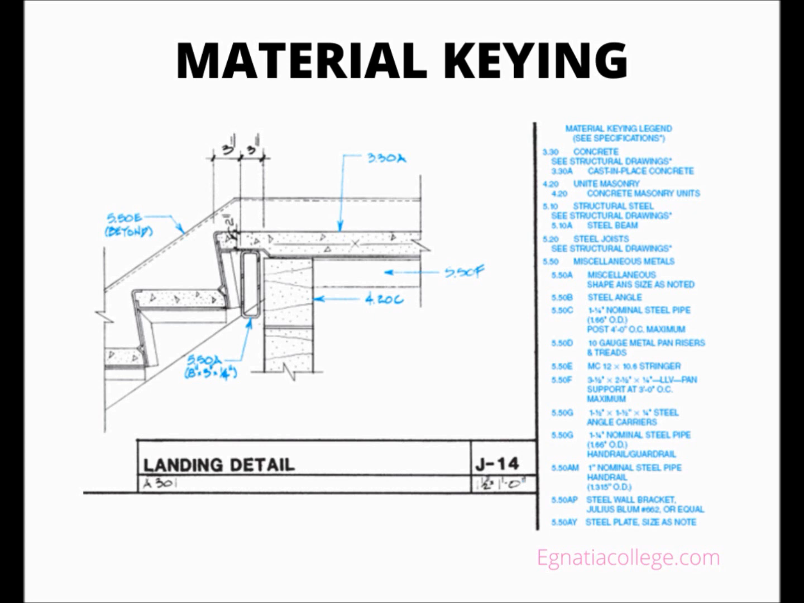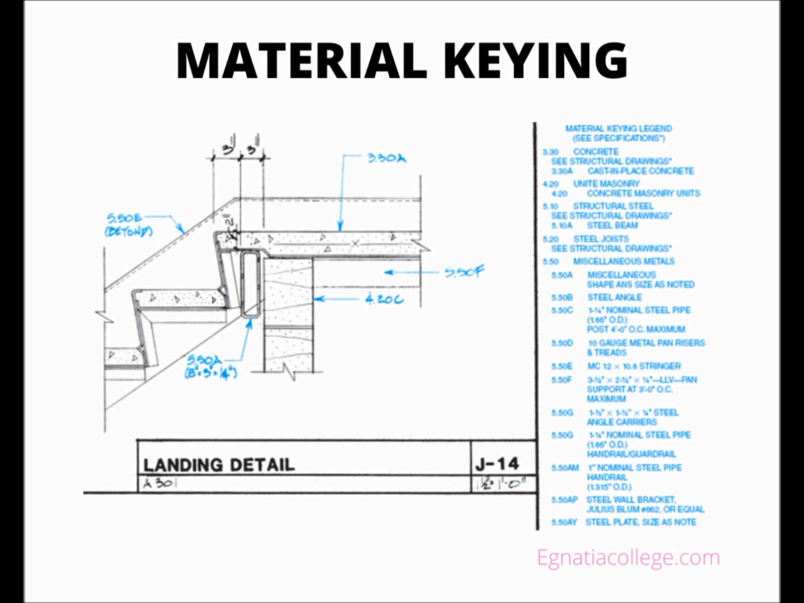In this figure, the keynotes on the right side of the figure pertain to the drawings that were together on sheet A302, where J14 was located. The top right callout on J14 has a keynote symbol, 3.30A. Referring to the material keying legend, 3.30A is cast-in-place concrete.